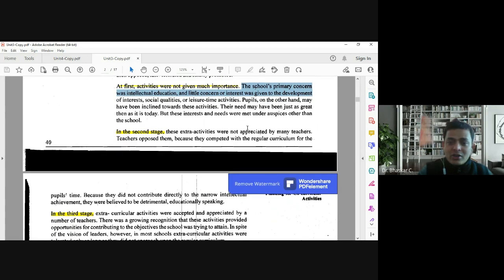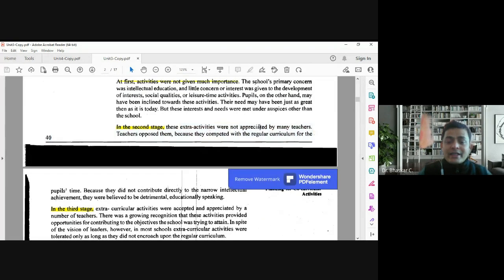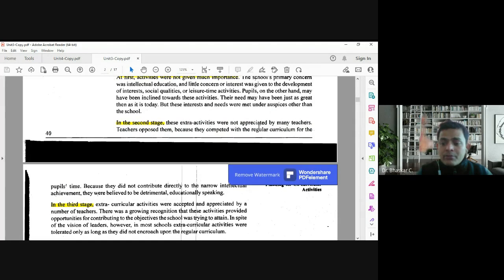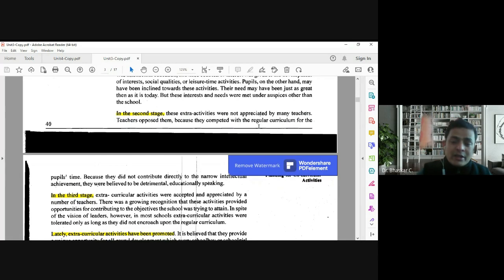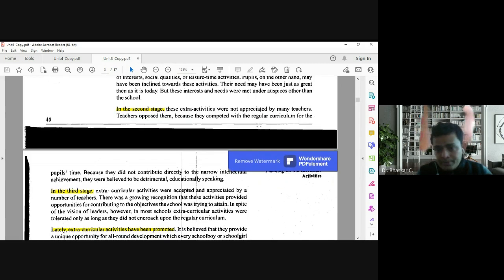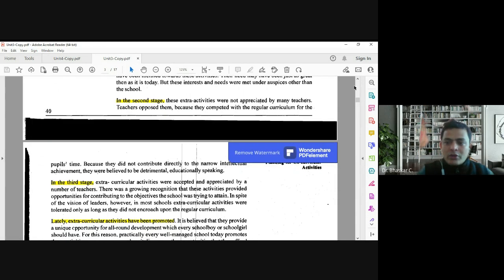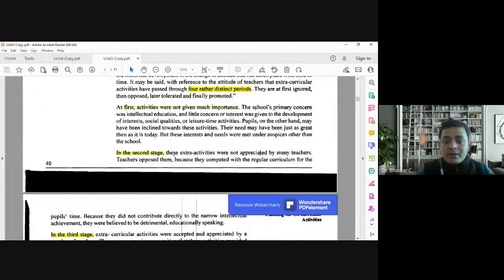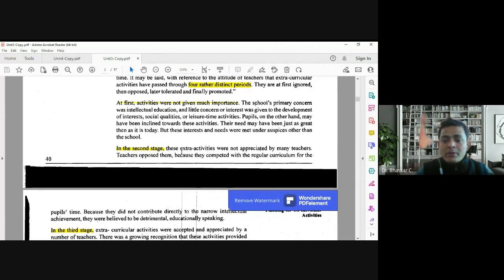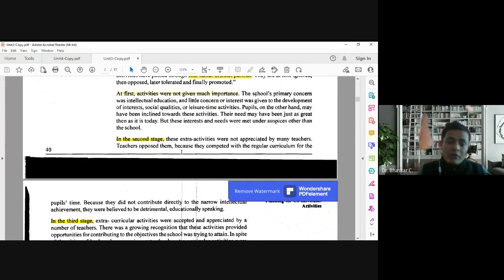Second, in the second stage, the extra activities are not appreciated by many teachers. Teachers oppose them. Why do the teachers oppose these activities? They do not appreciate these co-curricular activities because they believe that they are engaged in the curricular activities and do not have much time to devote towards the co-curricular activities. So this is another important thing, right? In the first stage, as I told you, activities were not given much importance, whereas in the second, the extra activities are not much appreciated by many teachers. But what happens in the third stage and what happens in the fourth stage? You will see a dramatic change in that.